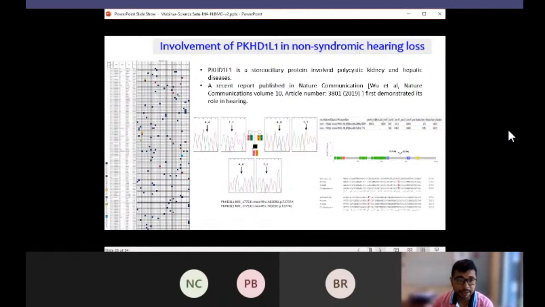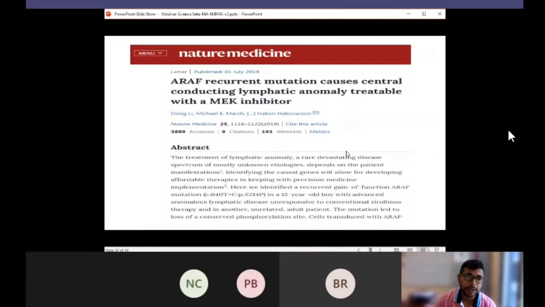How the achievements can be done, I will narrate a story here. This paper is published in Nature Medicine. It's called ARAF recurrent mutation causes central conducting lymphatic anomaly treatable with a MEK inhibitor. So what is this? A 12-year-old boy is diagnosed with a rare, devastating disease spectrum of mostly unknown etiologies. So this is this lymphatic anomaly.